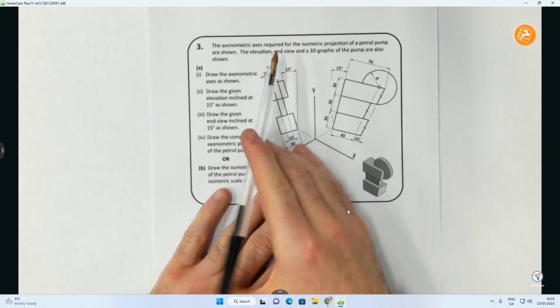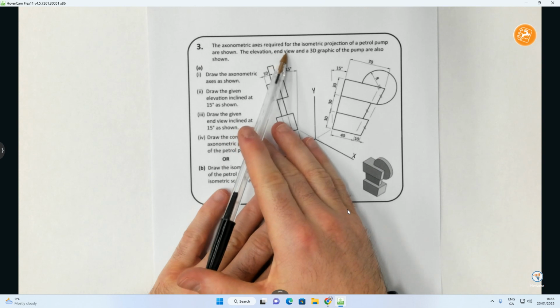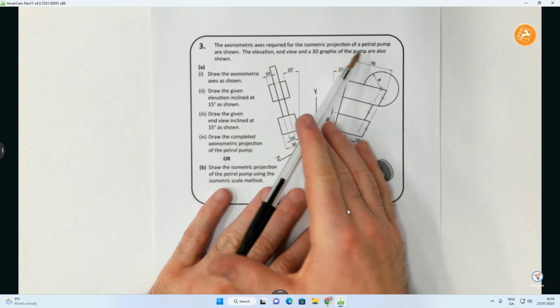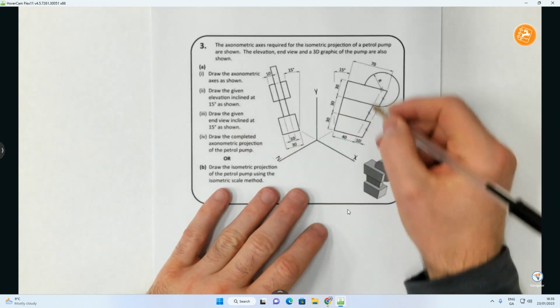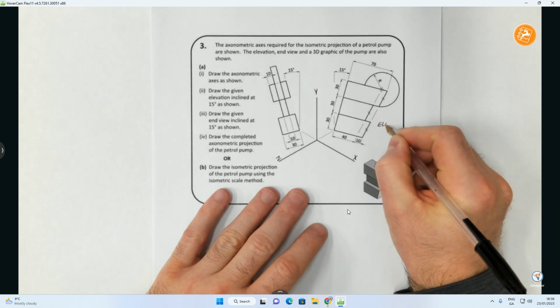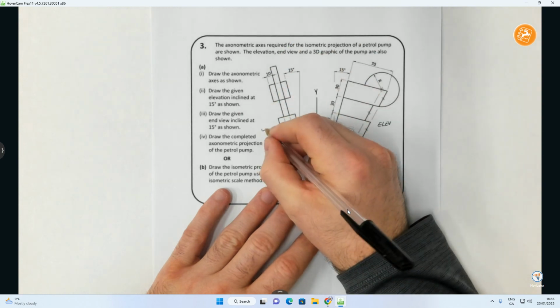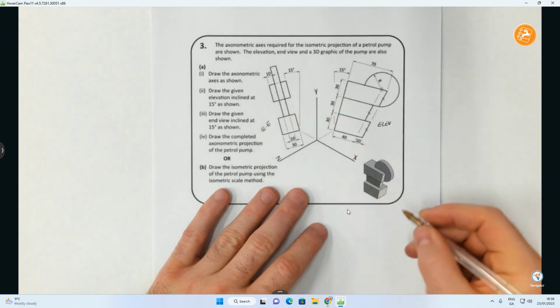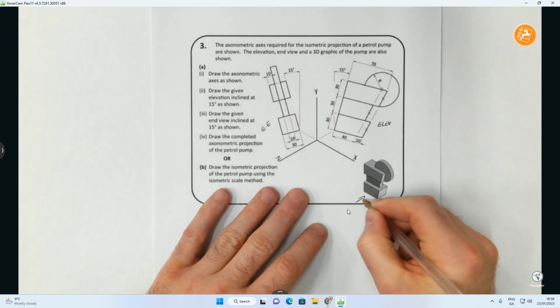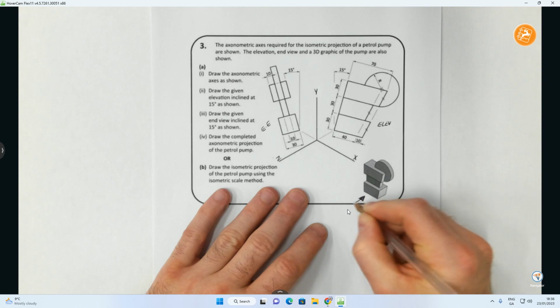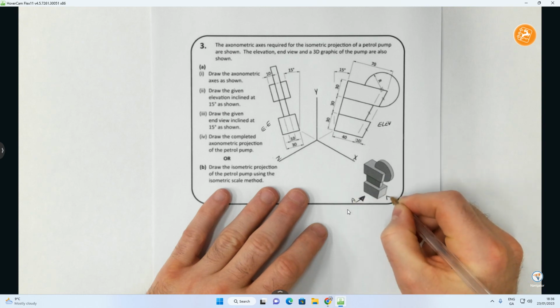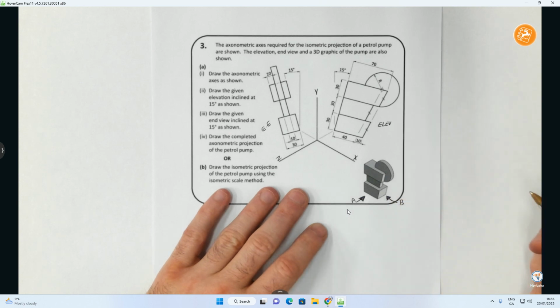And essentially what it says is the elevation and the end elevation and the 3D graphic of the pump are also shown. This one here would be our elevation. Just put that there. And this one over here will be our end elevation. I'm just going to put in E.E. for that one. So our elevation will be in this direction. Let's say we called it arrow A, and our end elevation will be in this direction. Let's call it arrow B.